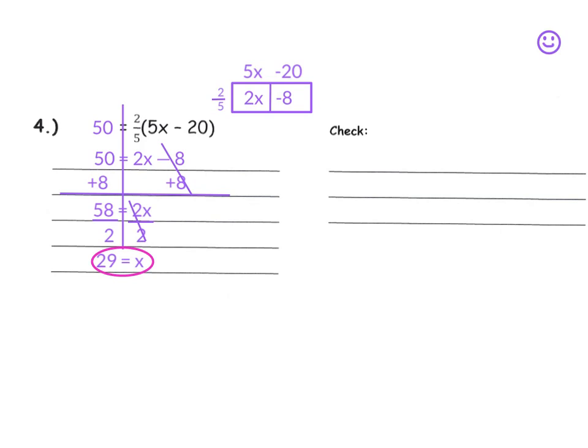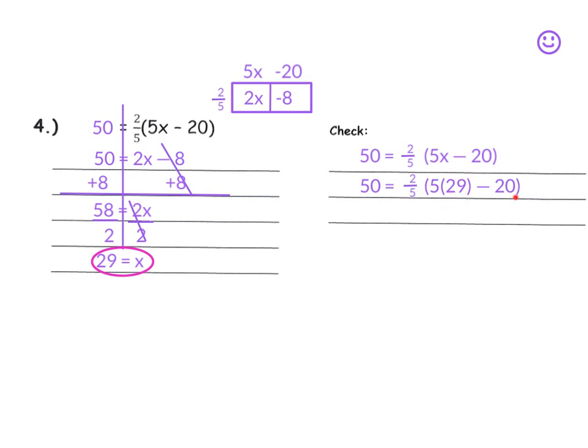Okay, last step, now we have to check. So start with the original. 50 equals 2/5, and then in parentheses the 5x minus 20. Now I'm going to replace the x with my answer of 29. So now I have 2/5 of, and then in parentheses we have the 5, in parentheses my answer, the 29, close the parentheses, minus 20, and then close that original parentheses. So all I did was rewrite my equation, but the x is now replaced with the 29. Everything else is the same.